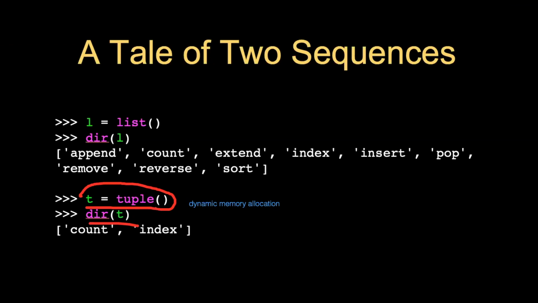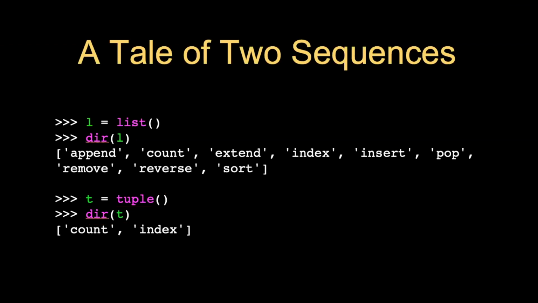And this Tuple here represents a constructor. If you've taken other programming languages, OOP, that's exactly what it is. It's a constructor. So you're invoking this constructor to create an instance of it. It's the same thing with your list. You can see its own methods.